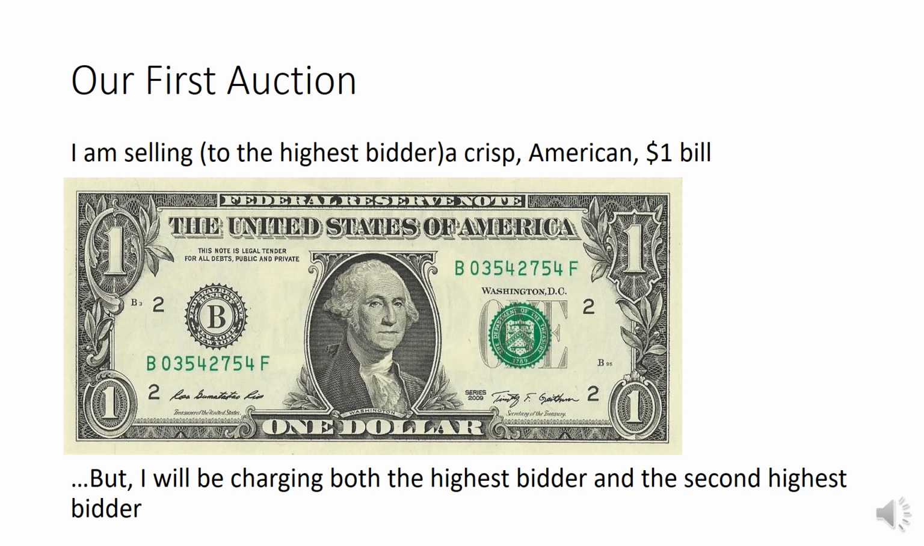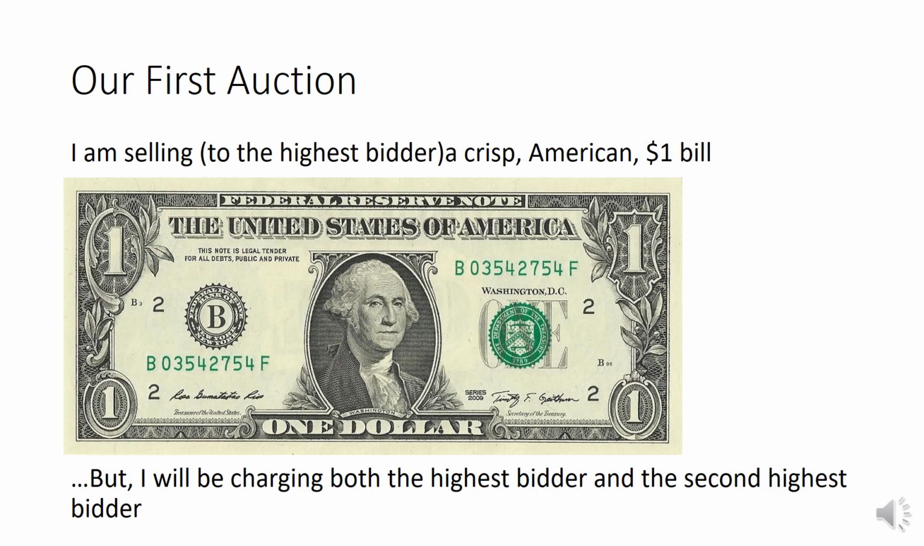I'm going to be charging both the highest bidder their bid and the second highest bidder their bid. So let's give a trivial example. Suppose there are 3 bidders in this auction. Bidder 1 bids 10 cents, bidder 2 bids 5 cents, and bidder 3 bids 1 cent. The 10-cent bidder wins the dollar bill for the price of 10 cents. The 5-cent bidder does not win the dollar bill, but still has to pay, because they're the second highest bidder, the price of 5 cents. The third place bidder, who bid 1 cent, nothing happens. Questions so far?